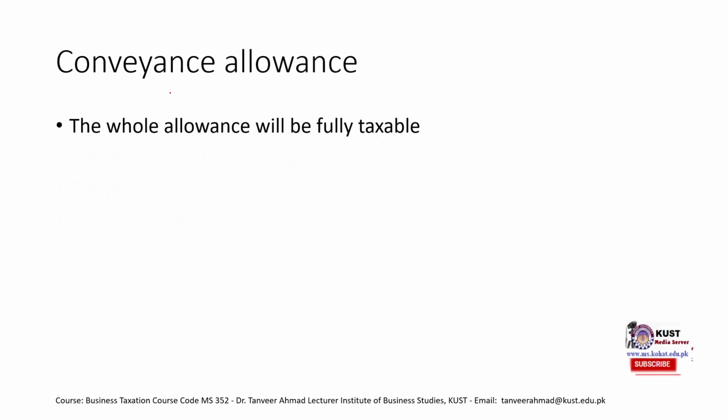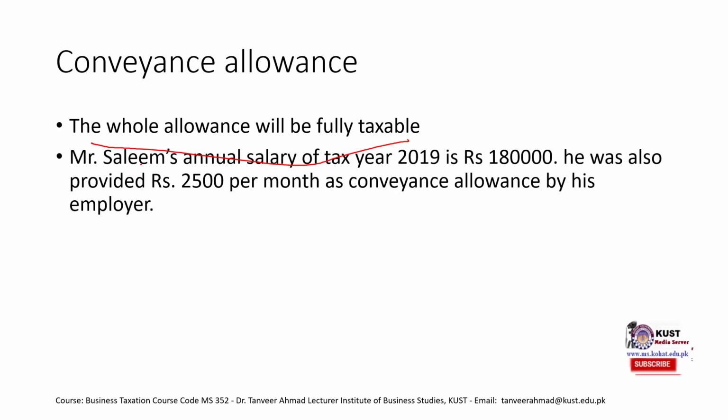So first of all, if conveyance allowance is provided, that is, if instead of facility we are provided some monetary amount, so the whole allowance will be taxable, fully taxable. So in this case, Mr. Salim's annual salary is 1,80,000. He is also provided 2,500 rupees per month as conveyance allowance. Calculate his taxable income, right?